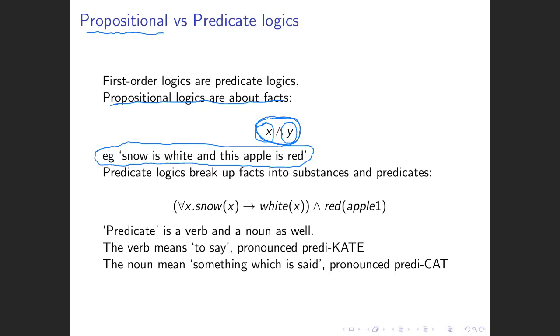But when you look at these facts, snow being white and apples being red, you can see that.